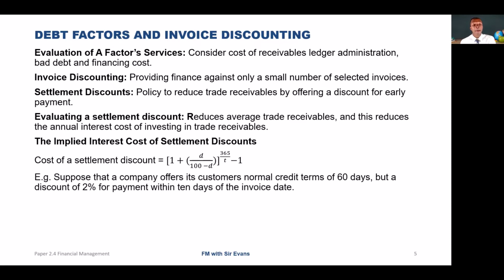Suppose that a company offers its customers normal credit terms of 60 days, but a discount of 2% for payment within 10 days of the invoice date. So for this question, when you put it in the formula, our d there will be 2. So that's the discount, the 2% that is being given. And then our t is going to be 60 minus 10. So 60 days being the normal, and then 10 days being the period when you take advantage of the settlement discount. So t will be 60 minus 10.